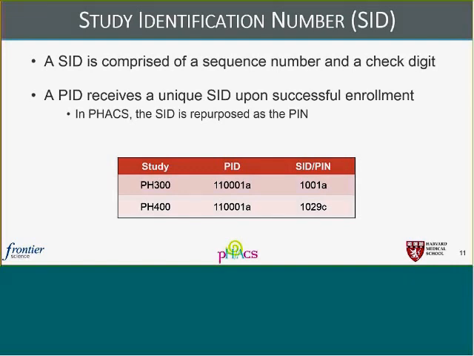Next, we'll go through the study identification number, or the SID. This is a sequence number and a check digit that your participant receives upon successful enrollment through the enrollment system. An important note that we want you to be aware of is that since PHACS is a non-treatment study, we have kind of repurposed the SID and we call it a PIN. Use the PIN as an ID for your participants when they log into the online assessments, and we'll get more into that in a few minutes.